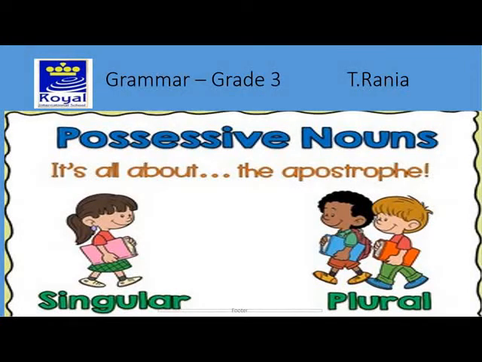Nouns, we knew before that nouns are names. Names for people, names for animals, names for things, or names for places, right? So here, the nouns are names for what? For people, places, animals, and things. Then down, it is all about the apostrophe. There is a new word here also. So up I have possessive, then down I have apostrophe.